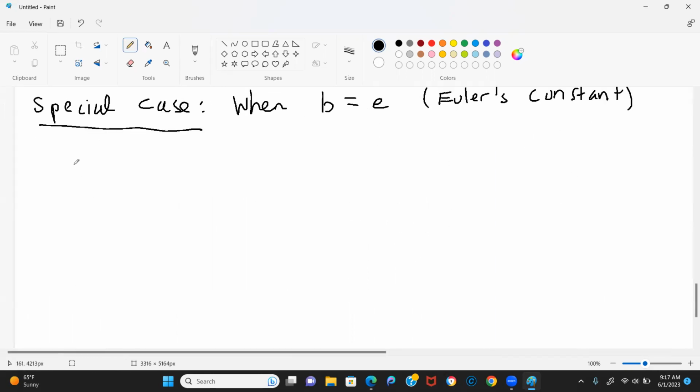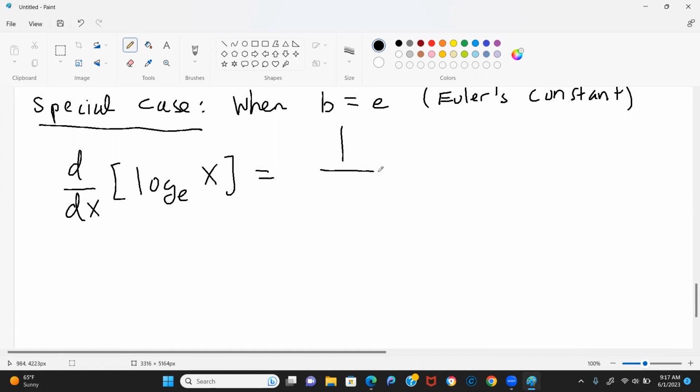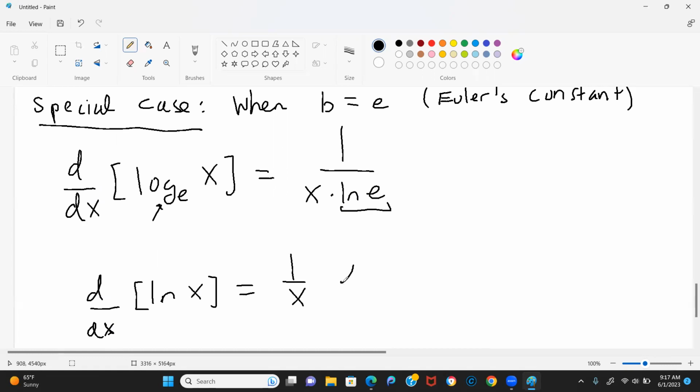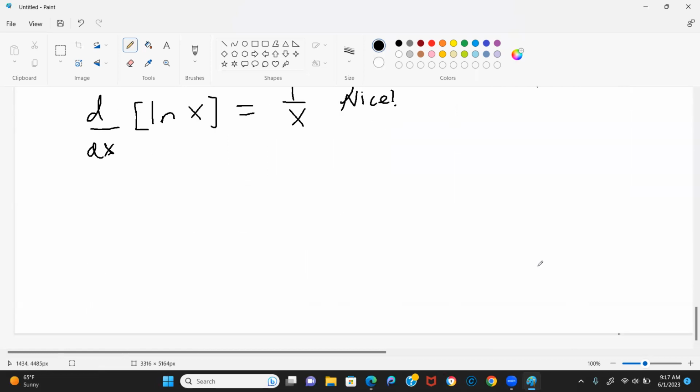So when b is equal to e, this formula reduces quite a lot. The derivative of log base e of x is equal to 1 over x times ln of e. That reduces even more because we have special notation for this, and ln of e is just 1, right? So the derivative of ln x is simply 1 over x, and that's nice. That's the derivative of the inverse function of the exponential.